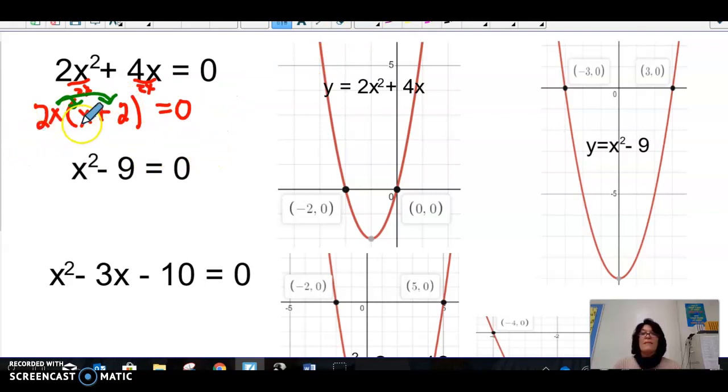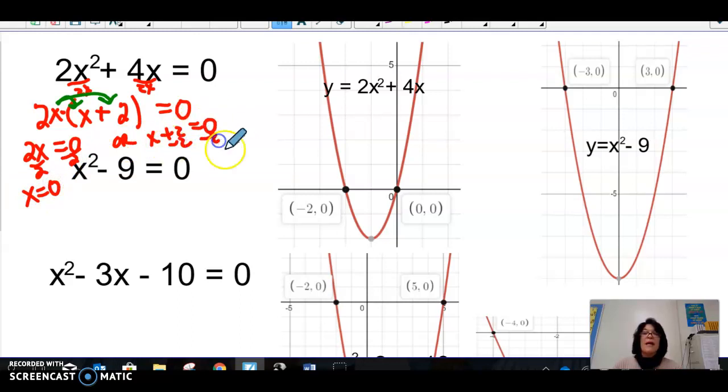So from there, when I have a product equal to 0, I know one of the factors has to equal 0, so either 2x equals 0 or x plus 2 equals 0. One of those two or both have to be true. For 2 times x to equal 0, x would actually have to be 0. For x plus 2 to equal 0, x would have to be negative 2.